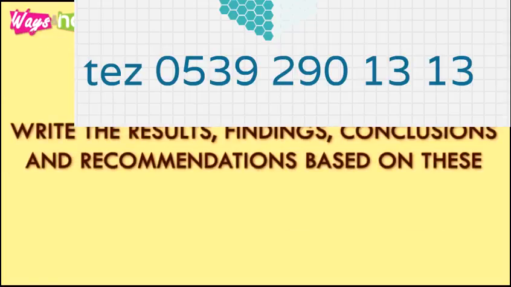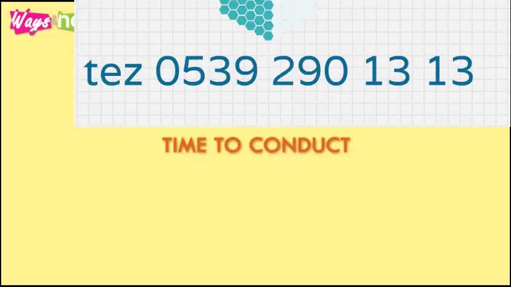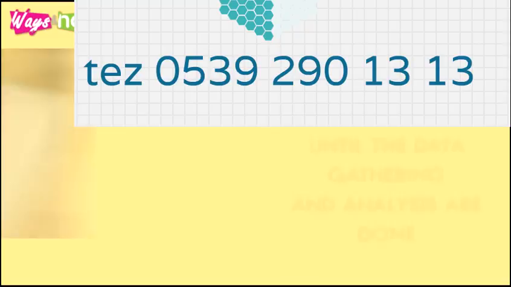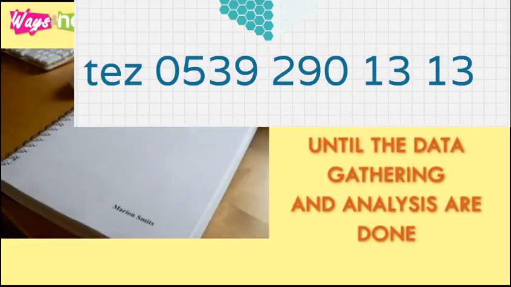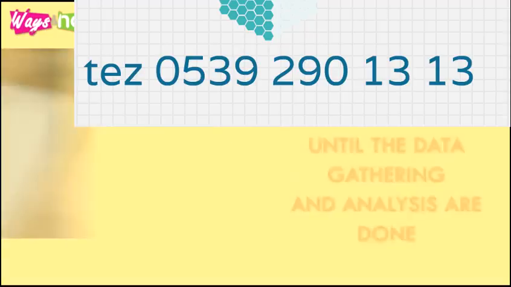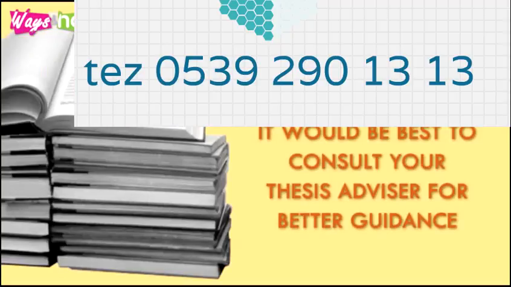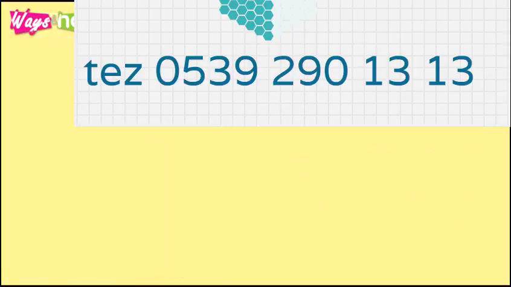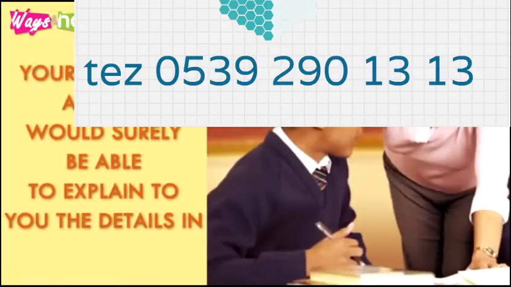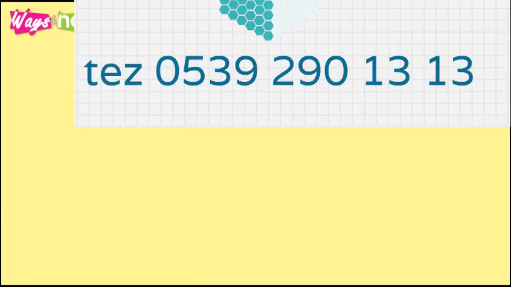The methodology section would be written based on the research design and specific research methods employed. 6. The fifth step is to conduct the study and write the results, findings, conclusions, and recommendations based on these. Some research may take time to conduct. Thus, writing the last chapters will have to wait until the data gathering and analysis are done. The last chapters of the thesis will depend on the success of the conduct of the study and the analysis and interpretation of data. All throughout the writing of the thesis, it would be best to consult your thesis advisor for better guidance. Your academic advisor would surely be able to explain to you the details in how to write a thesis.